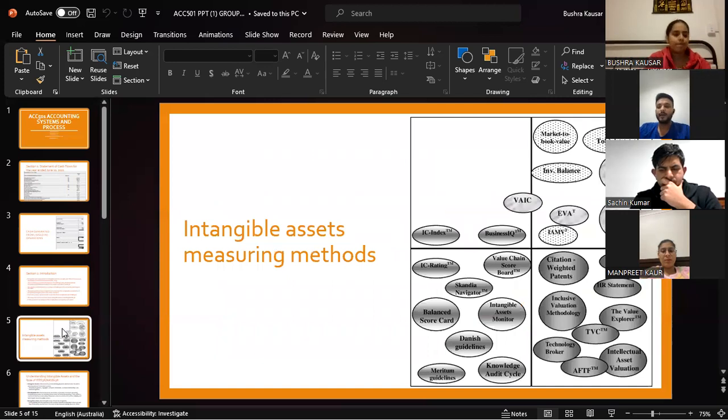Yep. So hi, my name is Mohammed Salman. In this slide, this shows a graphical representation of the different measurement methods for intangible assets. Next slide, please.